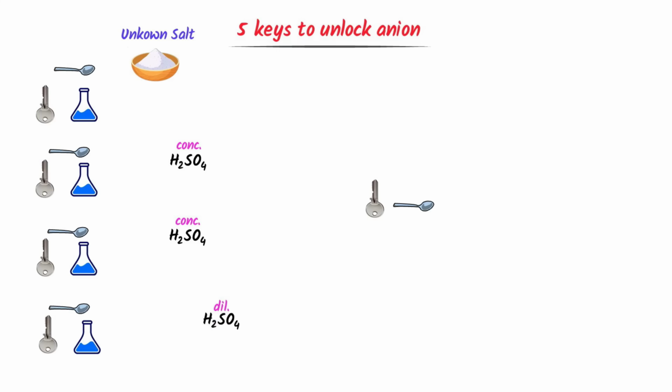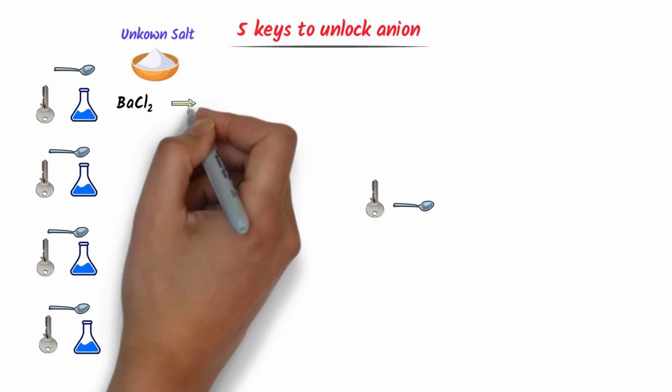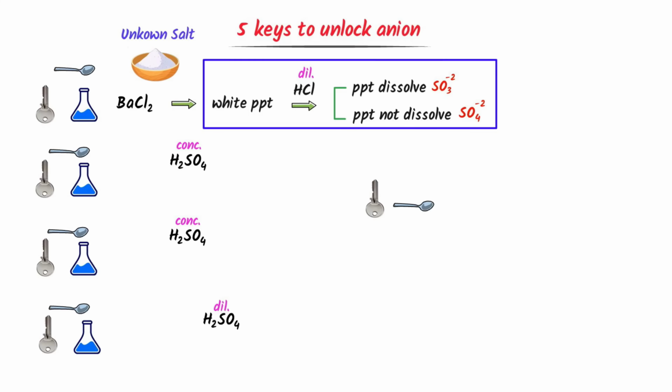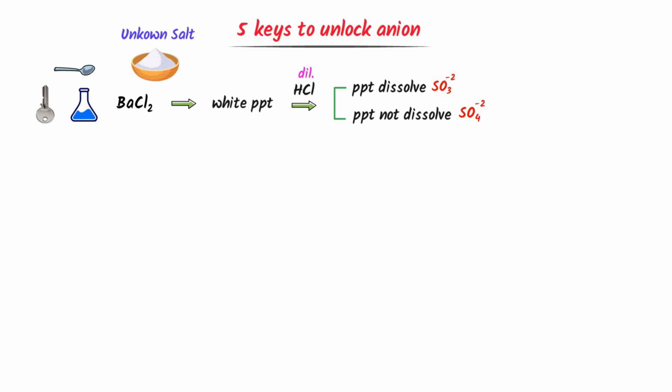In the first key, I add barium chloride to the unknown salt. If we get a white precipitate, then we will add dilute hydrochloric acid to the white precipitate. We will get 2 possible options: PPT dissolves or PPT does not dissolve. If PPT dissolves, it is sulfite ion. If PPT does not dissolve, it is sulfate ion. Thus using the first key, we can identify sulfite ion and sulfate ion. I mean, we unlock the salt and identify its anionic part. So we will not use the remaining 4 keys.